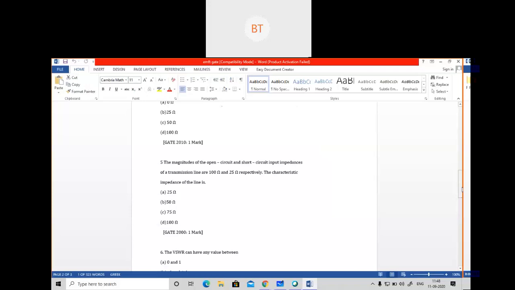Ritika said 50. Yes, Ritika, your answer is correct. How did you get 50? Please tell. Aditi, 50 is the correct answer. Please tell me one by one how you proceeded.